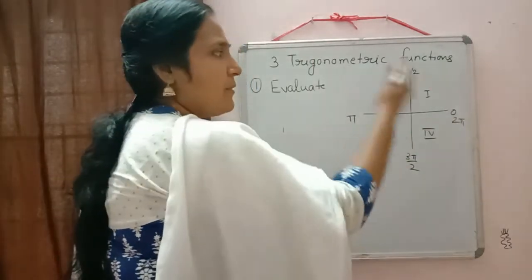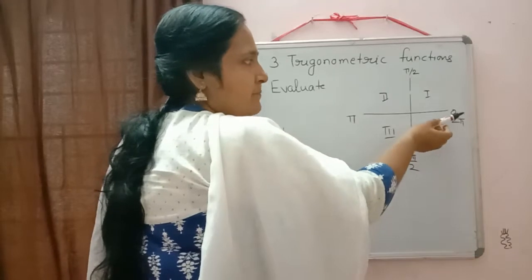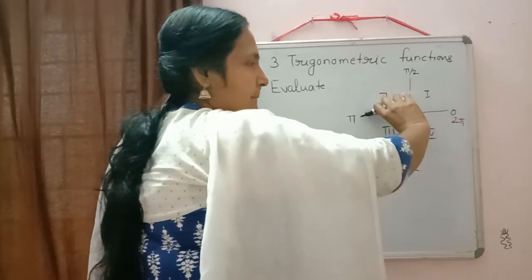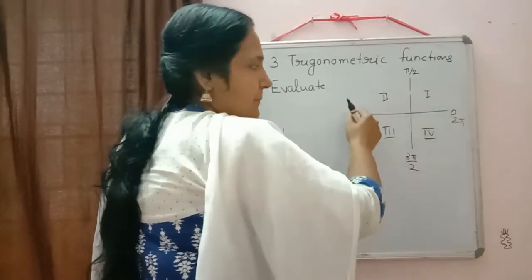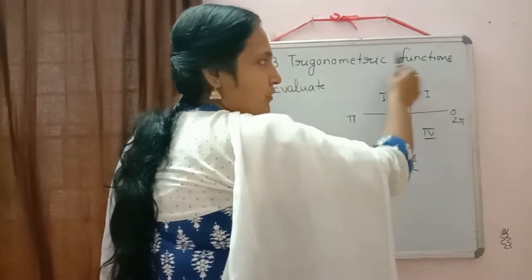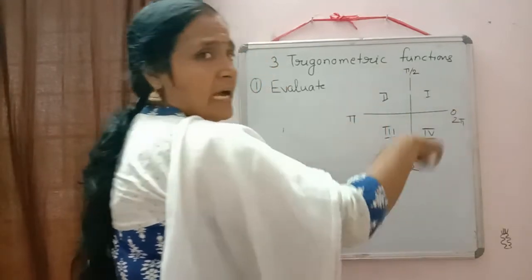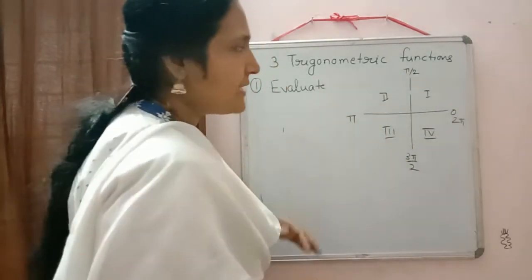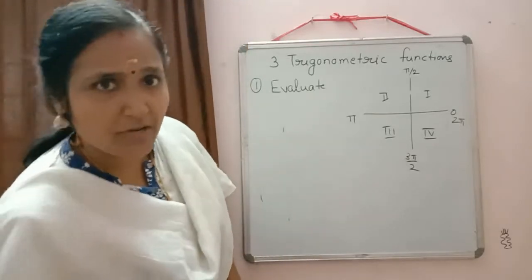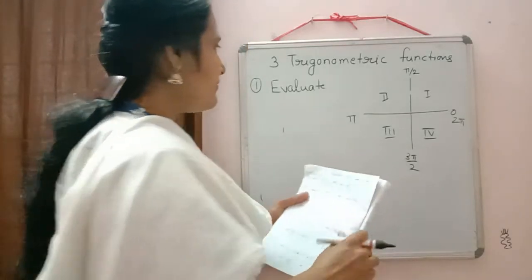Again if we keep on rotating, what will come next? 2 pi plus pi, that will be equal to 3 pi. Then again it will be equal to 4 pi. In this way it will go on repeating. So now we will check how to find the values of trigonometric ratios. So write down the first one.